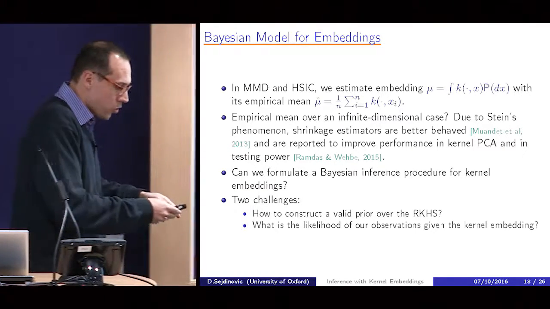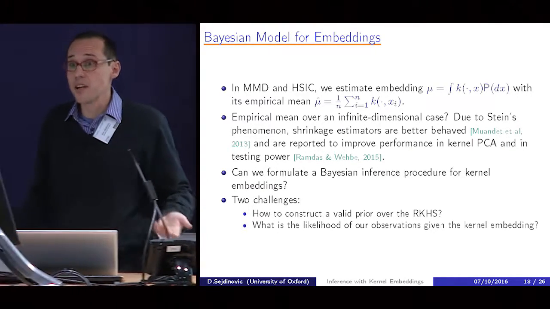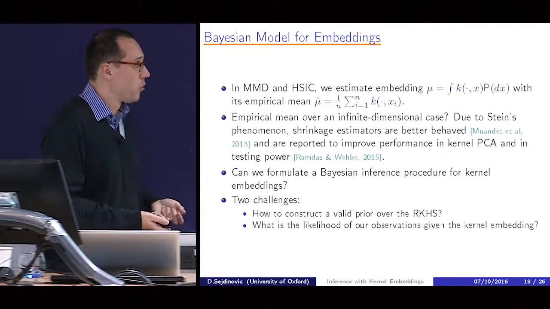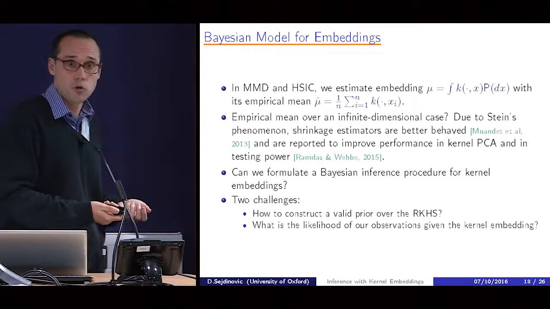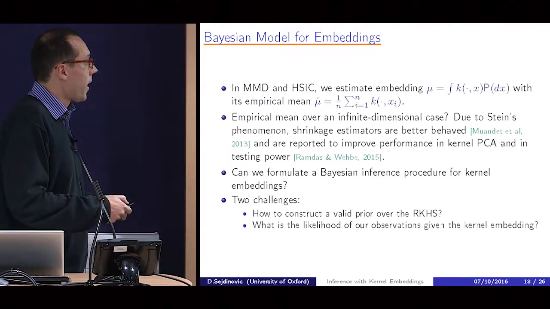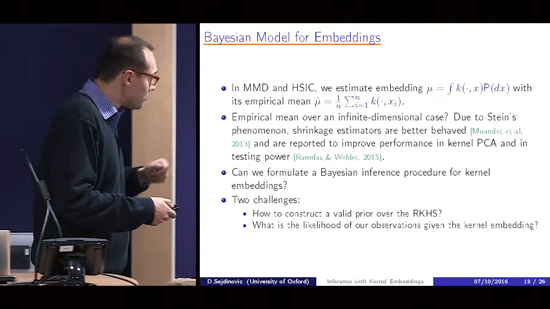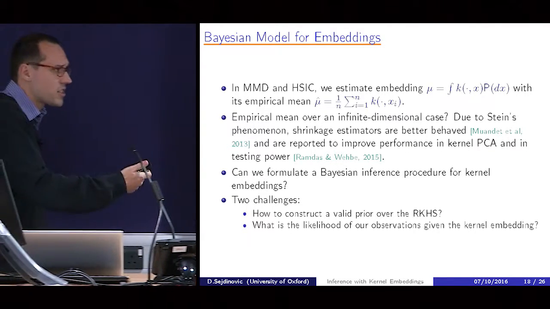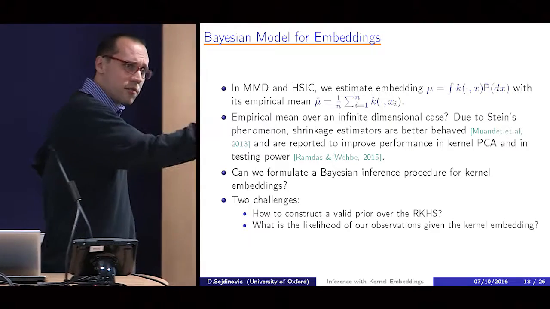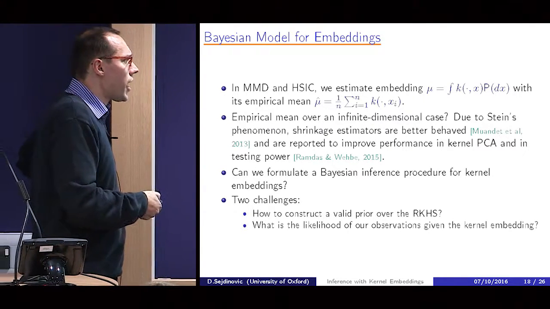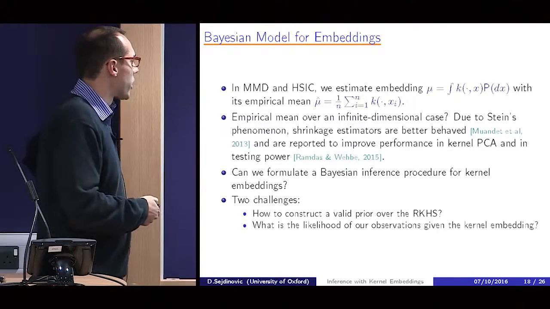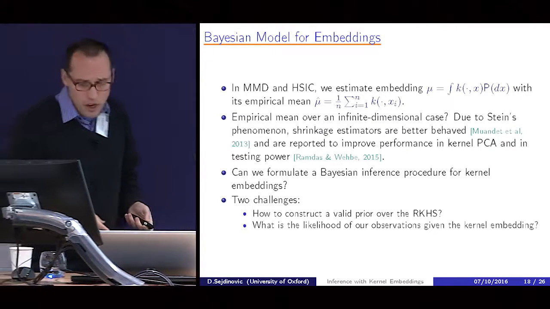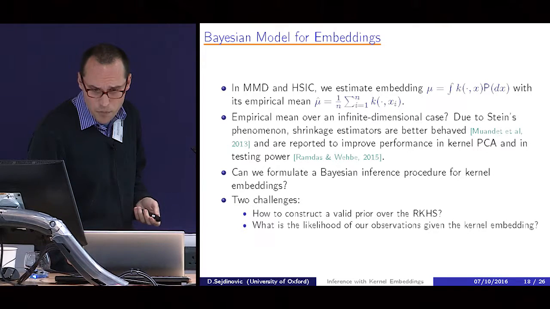Okay, well, it's shrinkage, so why don't I dream of some kind of Bayesian estimator for this? Because if shrinkage performs well, then a Bayesian estimator should surely also do well. That's what we embarked on doing. But there are two challenges, obviously. I have a thing that I'm estimating that lives in a very specific RKHS, and I need to construct a valid prior on this RKHS. And then I also need to think about what the likelihood of the observations given the kernel embedding is.